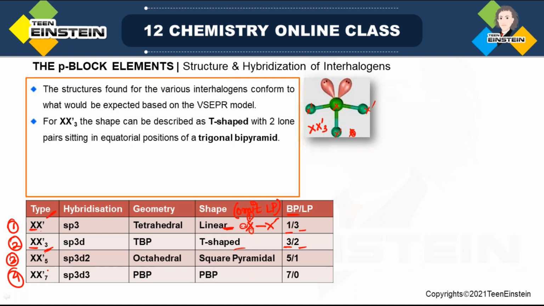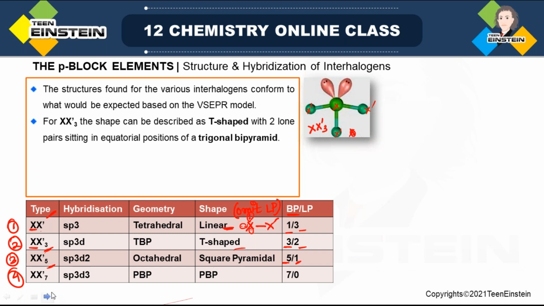And when it is 1:5 ratio, it is sp3d2. That means 6 coordination, so it will be octahedral geometry. But remember, there are only 5 X prime. That means 5 bond pair. So at the number 6 position, there will be 1 lone pair.